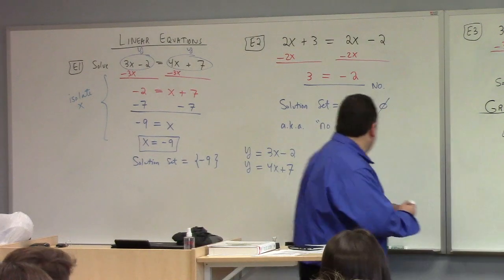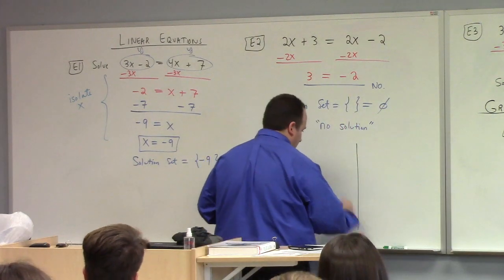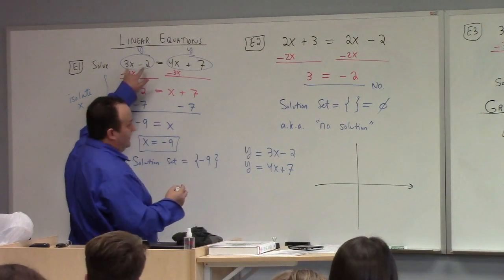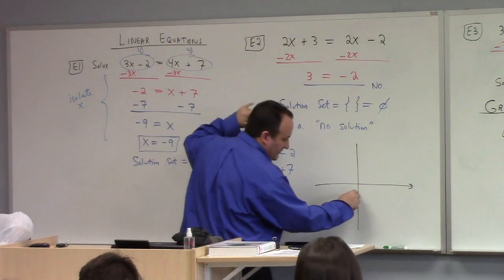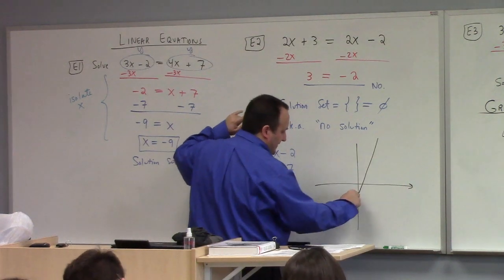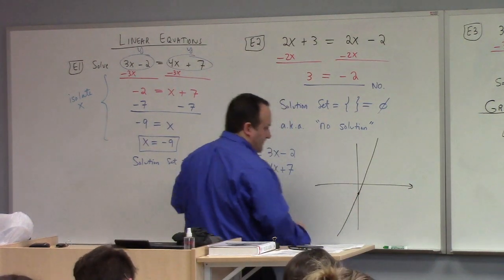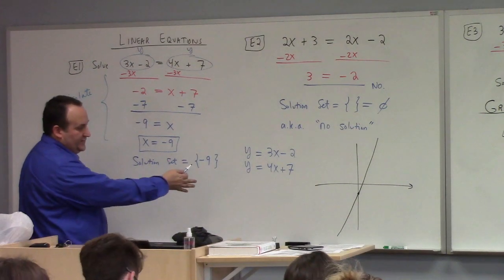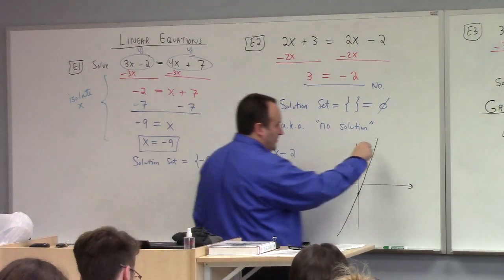So if I graph the line corresponding to the left, I've got 3x minus 2. So, roughly speaking, it's got a y-intercept of minus 2. It's got a slope of 3. So it's kind of something sort of like this. That's probably not exactly right, but I'm just guesstimating. That's y equals 3x minus 2. I'll do it in black.